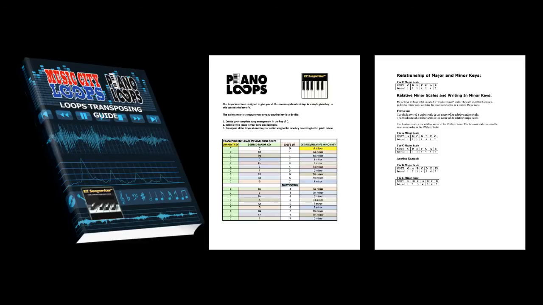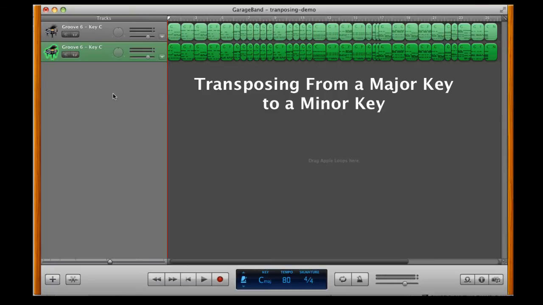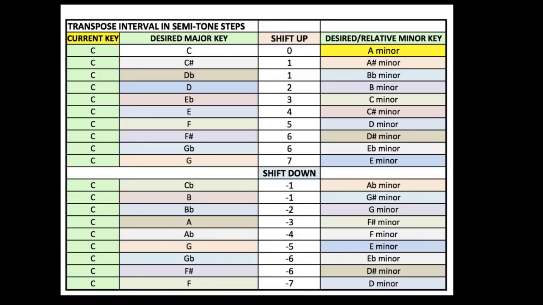Refer to the included transposing guide for more information on major and relative minor keys and their relationships. Since we are starting with the key of C major, we'll transpose to F major to achieve D minor.